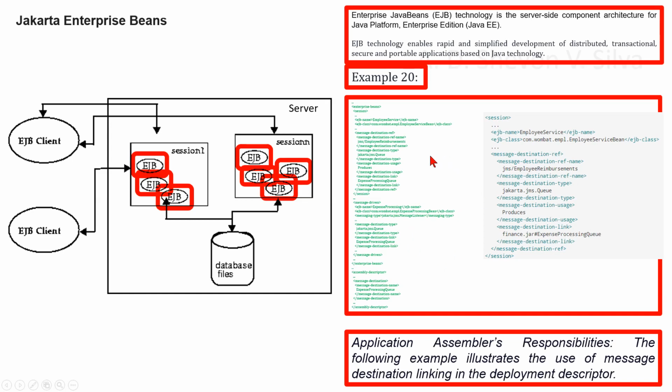Here you can also see the application assembler uses the message destination link element to indicate that the message destination reference employee reimbursement declared in the employee service enterprise bean is being linked to the expense processing message driven bean by means of the common destination expense processing queue.